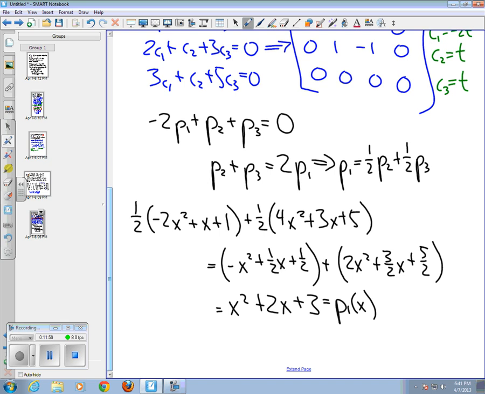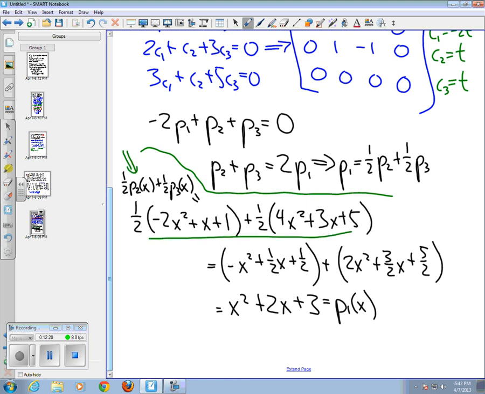Okay, so this part here, I should have said, beginning here, this would be 1/2 P2 of x plus 1/2 P3 of x equals this. Okay, so that was rather poorly shown on my part. I should have started with this quantity here and then showed that it equals this, which in turn equals this, which equals this, which is in fact P1 of x.